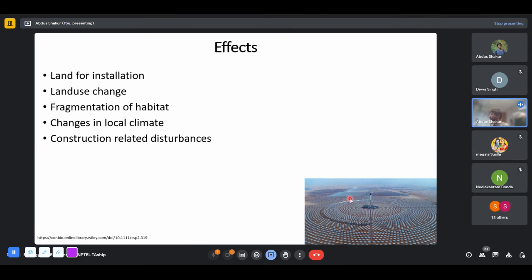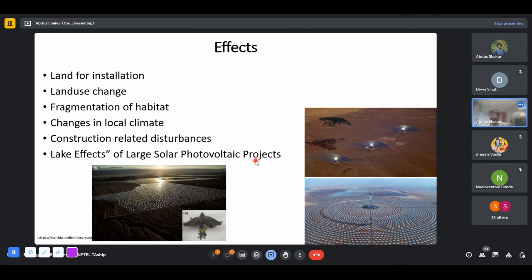Like if you're making roads to bring all that equipment there, or you have to dig up the soil to install all these mirrors. So it's going to create a lot of disturbances, and some of these disturbances might fade away quickly, and some might last longer, even after you install this plant, the effects might last even longer.